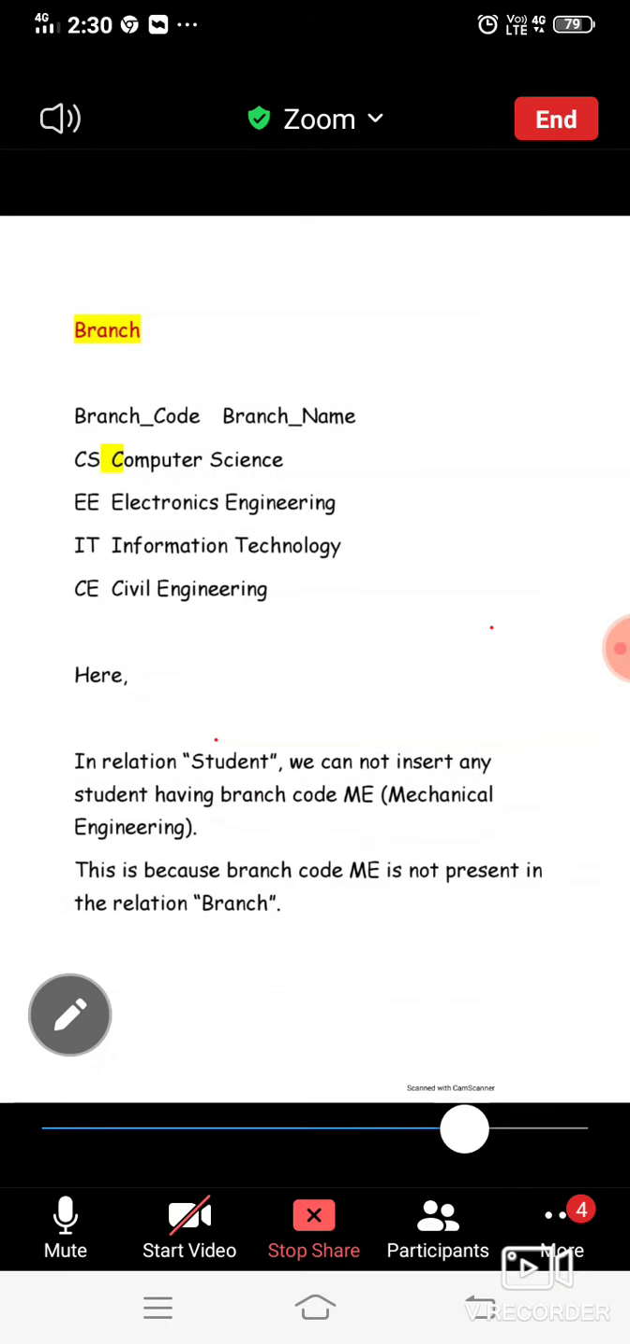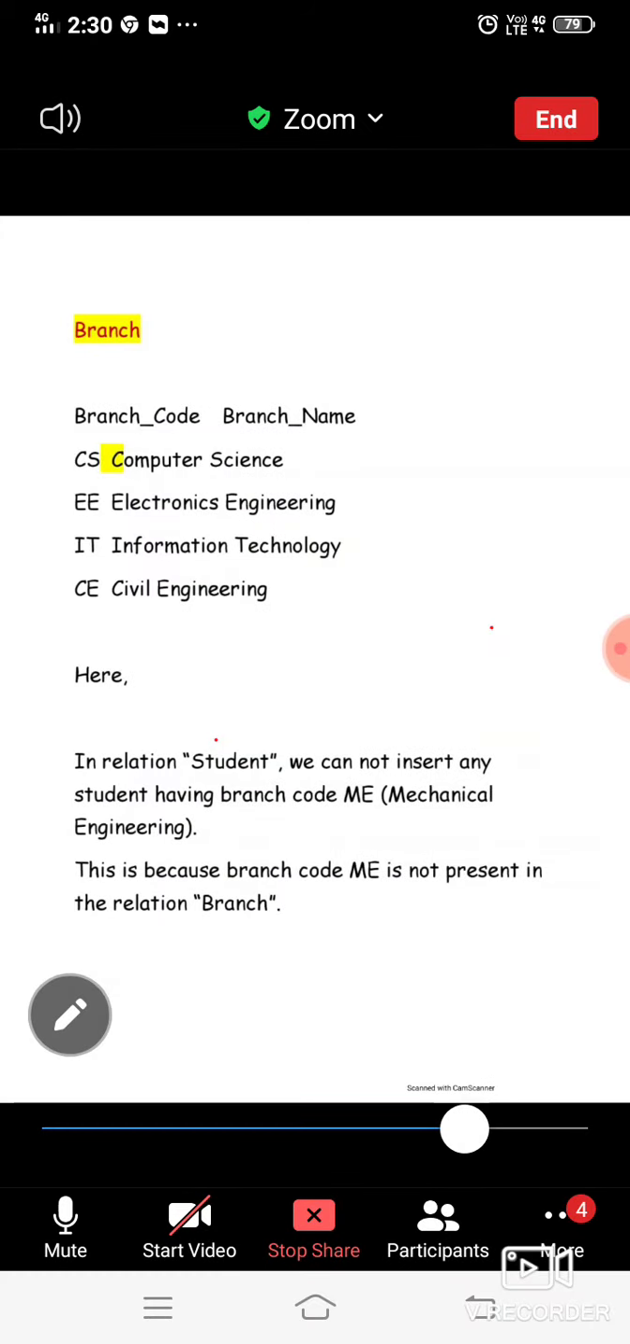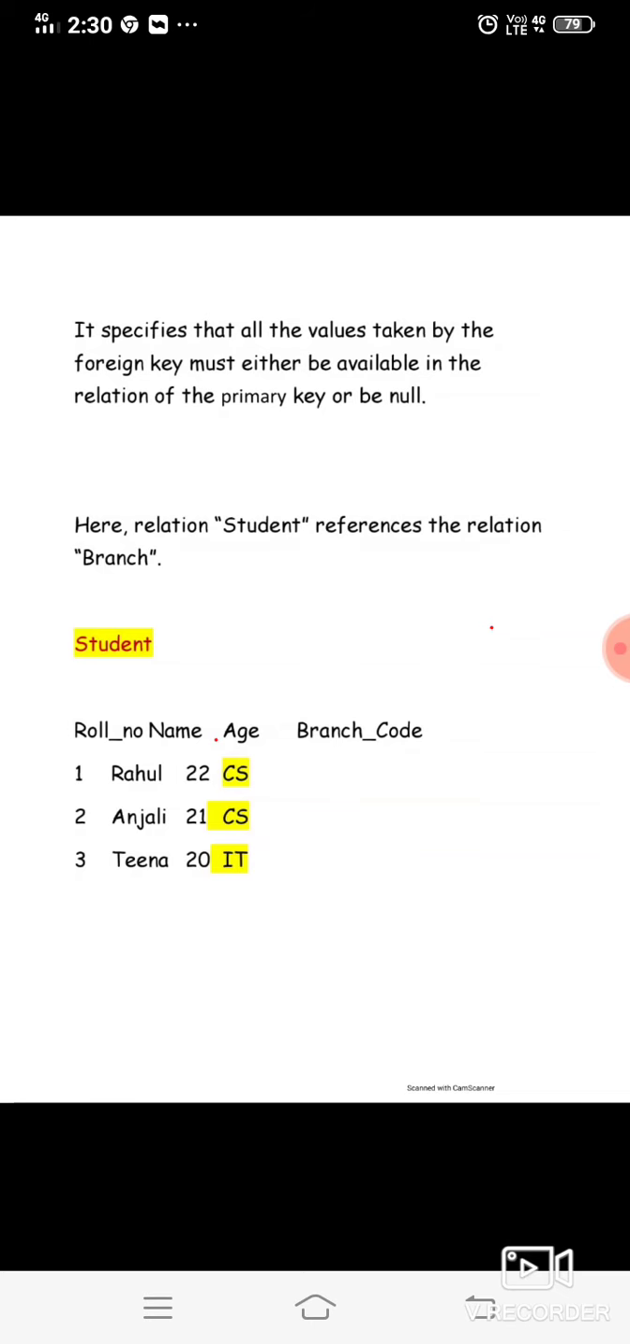So let us go for the explanation of what the referential integrity constraint is by using the example here. The first table is on the first page and the second table is on this page. You need to concentrate. So here, tell me, what is the common column?